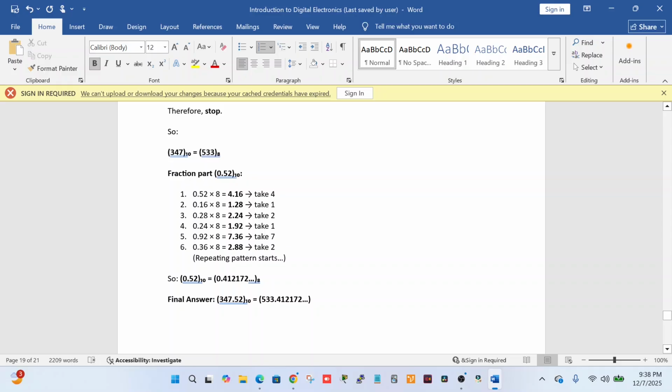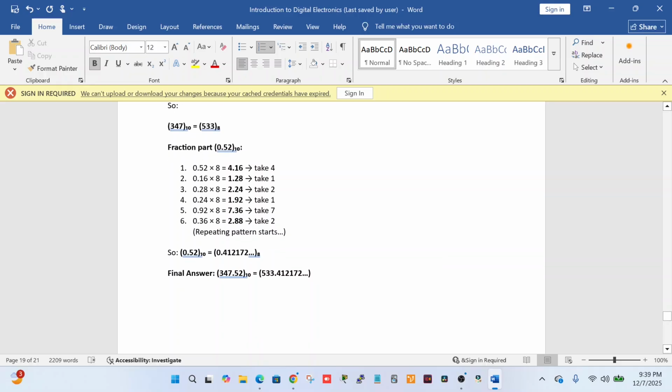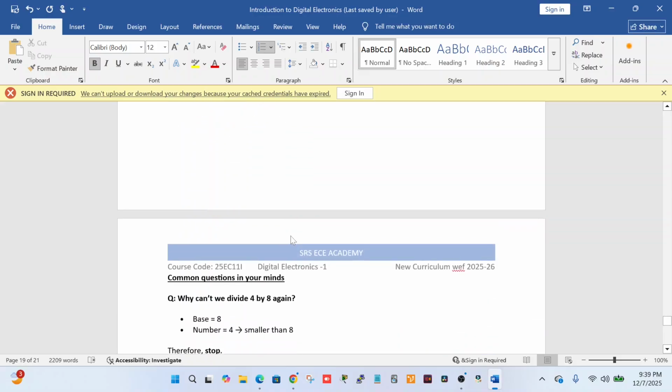Take 7. Again multiply 0.36 into 8, 2.88. You may ask how many times you have to multiply. If you multiply 4 to 6 times, that's enough, because after that you can observe a repeating pattern starts. I will show you the repeating pattern clearly.